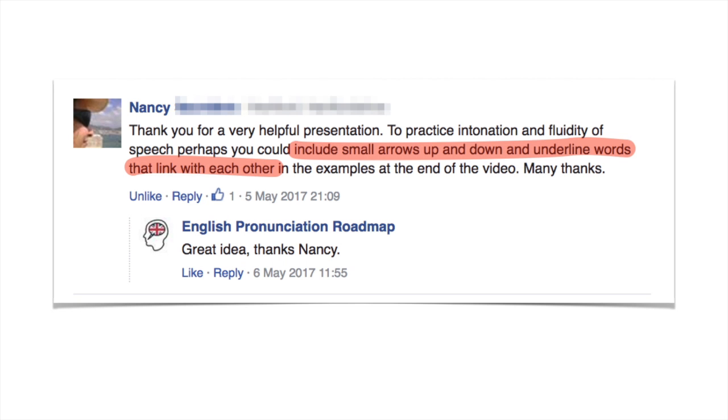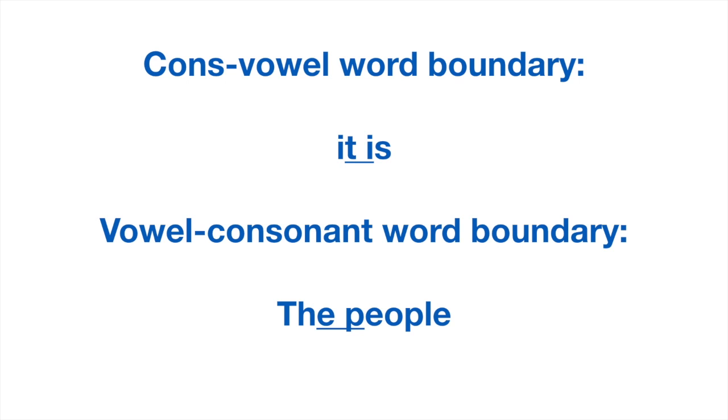And now we had a suggestion for some arrows and some underlined words to indicate the stress and word linking, so I've done just that. Not quite with arrows, but with the word linking at least, I've put consonant-vowel word boundaries and vowel-consonant word boundaries, like it is and the people. I've underlined those. So let's keep it simple for now. There are many ways to link words together, but when we have this simple thing of a consonant and a vowel at the word boundary, we often link them together, but of course not if you want to pause. If I want to pause, I will say it is, and I won't link them. But here I will, and I'll underline them where I do.